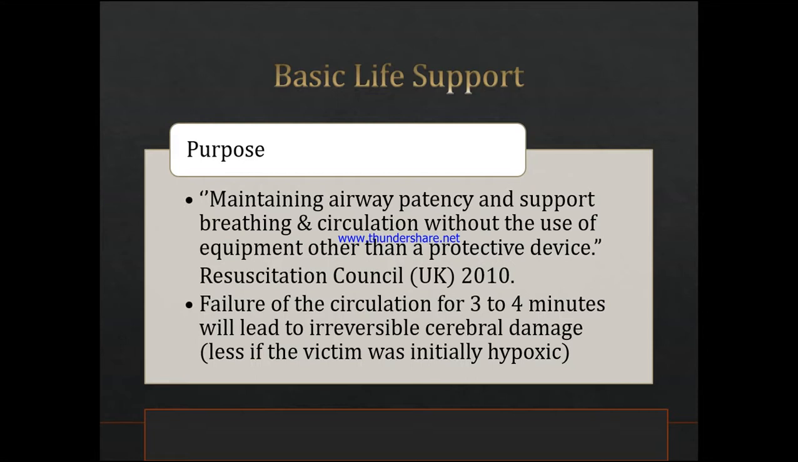So walking down the street, you see somebody struggling to breathe, maybe having an asthma attack or some kind of respiratory problem, choking, etc. Very, very short period of time from once somebody has stopped breathing to the point where irreversible brain damage has occurred. So let's just quickly look at the Resuscitation Council's guidelines in 2010, talking about maintaining airway patency and supporting breathing and circulation without the use of equipment.